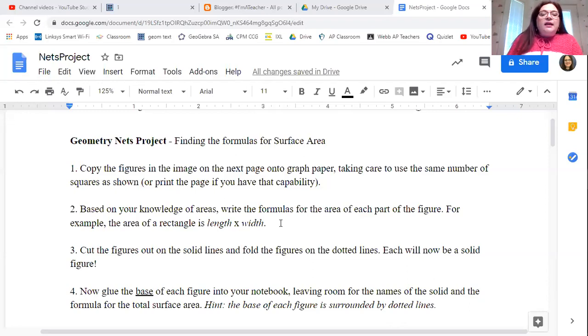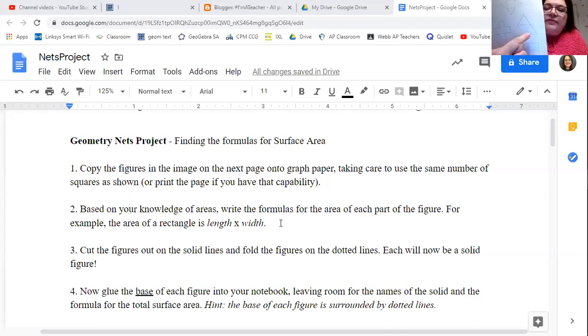All right. Then, based on the knowledge that you have of areas, for each section of this net, write what that area would be. So, area of a square is just side times side. So you'd have side times side, and on this one over here, side times side, and then all the way down the middle, side times side, side times side, side times side, side times side. So if you add those all together, you would have 6 side times side, or side squared. So the area of this one's going to be 6 side squared.